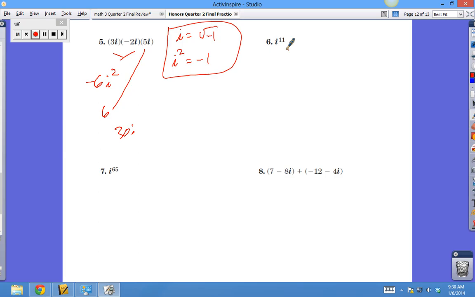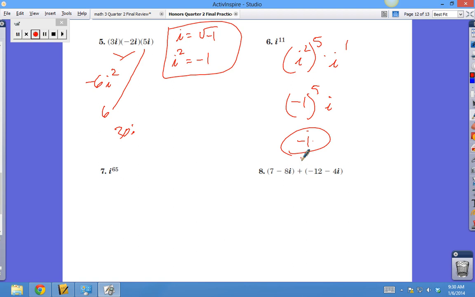6, 11, I to the 11th. How many squares are in I to the 11th? I know that 5 squares is 10 I's. There are 11 I's. I squared is negative 1. Negative 1 to the 5th power times I is a negative 1 times I, which is a negative I.